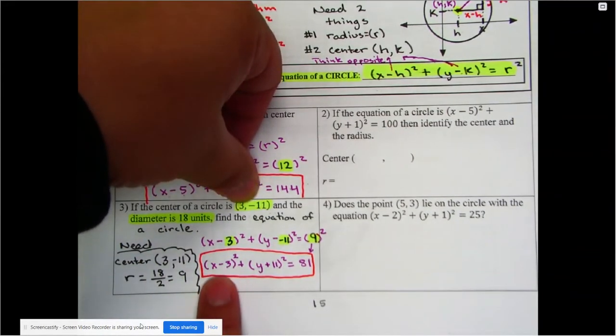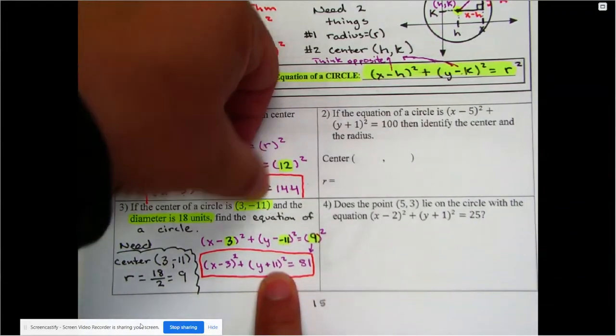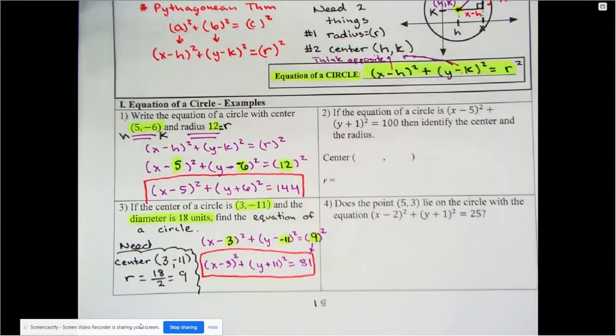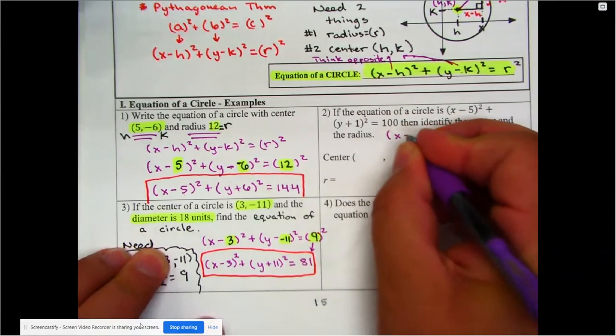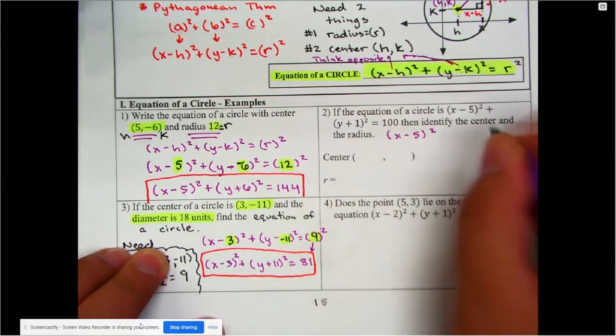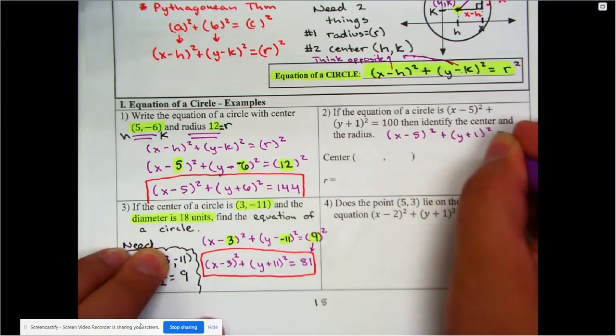Let's check that center though. The opposite of -3, +3. Check. The opposite of +11, -11. Look at that. Check. Think opposite. So now this concept of thinking opposite is actually going to help me out here. Notice this equation. I don't like that they kind of wrote it out like this. So let's rewrite it. X minus 5 squared plus y plus 1 squared is equal to 100.